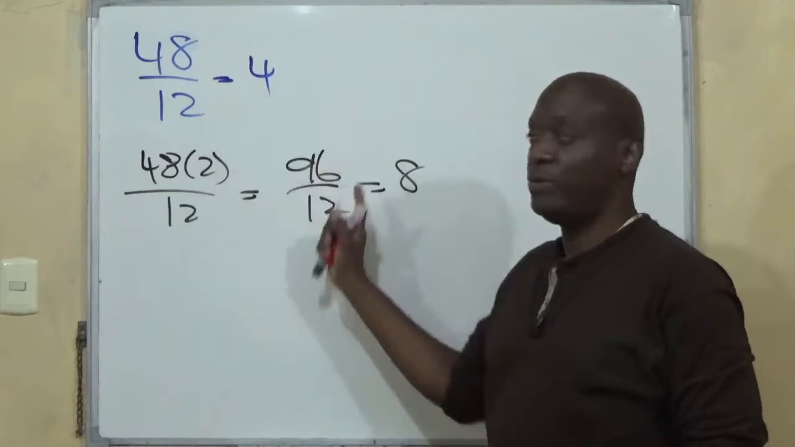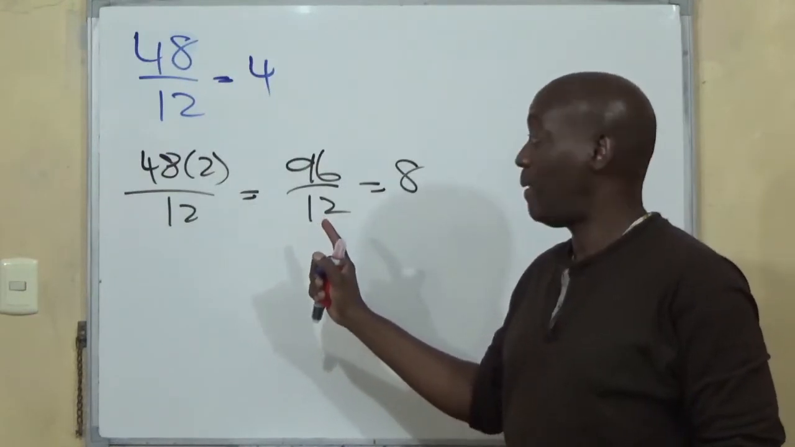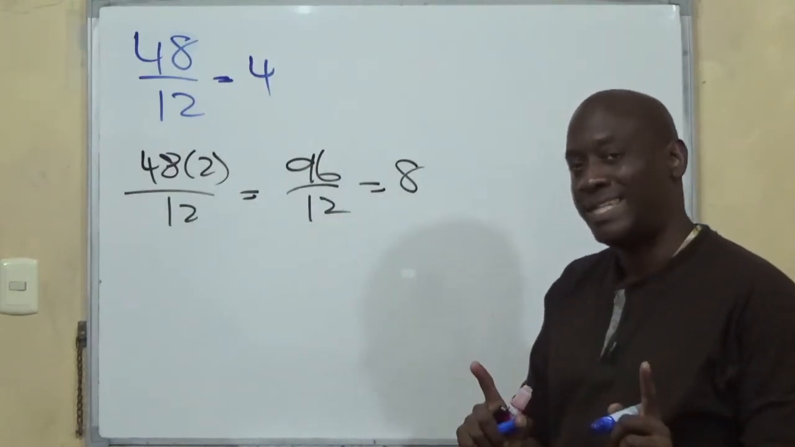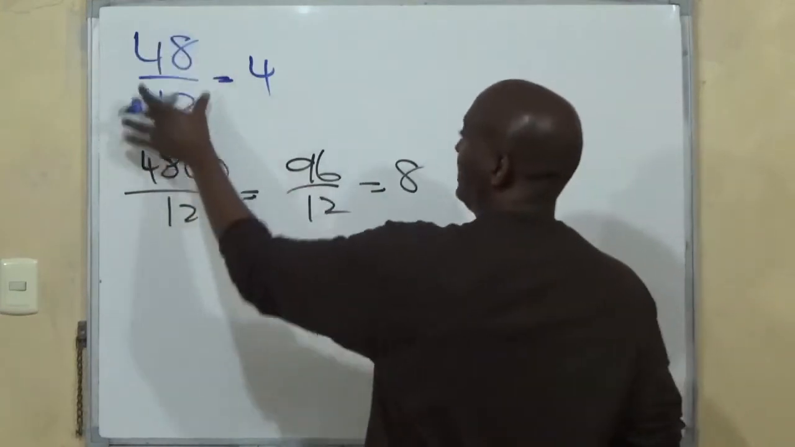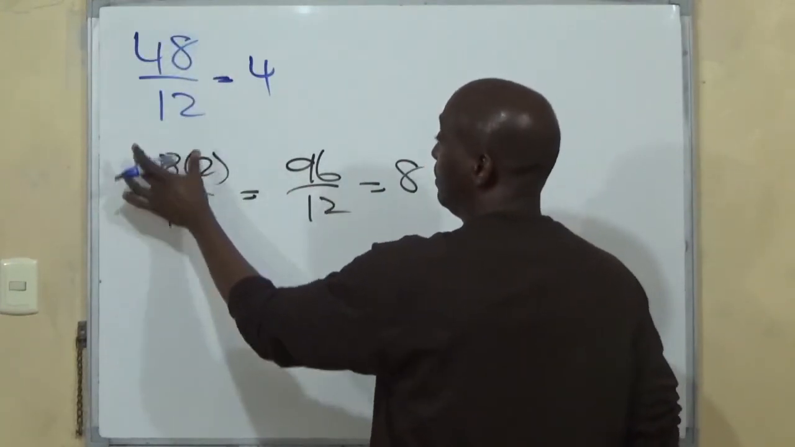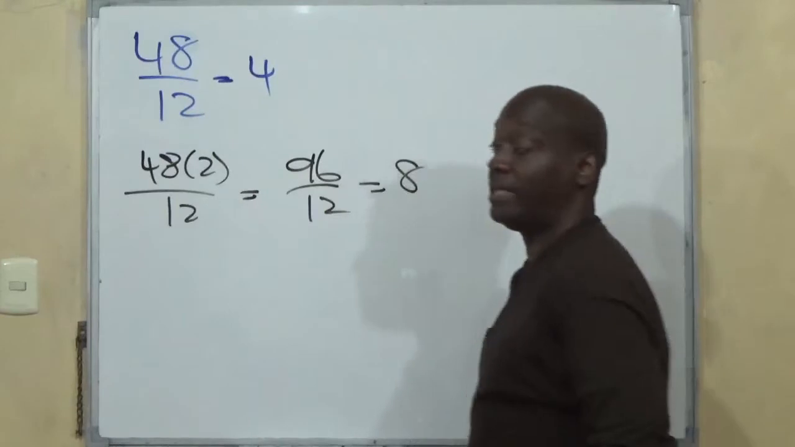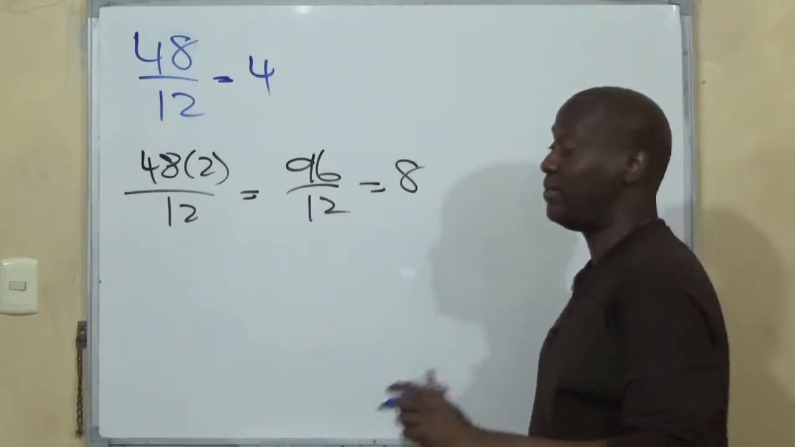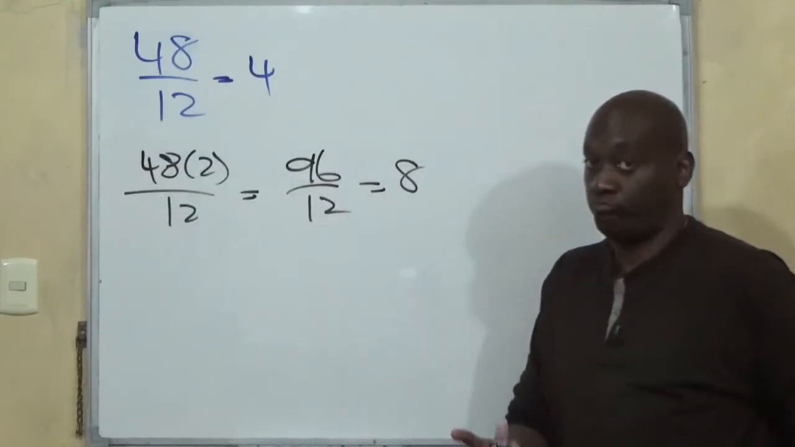So in other words, if we know 4 by 2 is 8, what we wasn't sure about is that 48 over 12, which is the same 4, if you just multiply the 48 alone by 2, what you're in fact doing is multiplying the whole thing by 2.